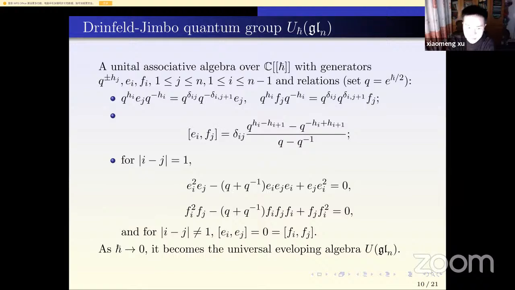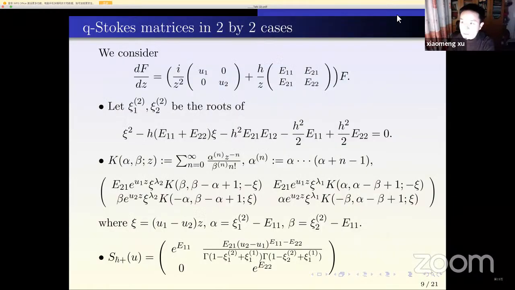As I said, as h bar goes to zero, or as q goes to one, this quantum Serre relation becomes the Serre relation, and this quantum group as an algebra recovers the universal enveloping algebra. Here I only consider the algebra structure of the quantum group. Okay, any questions on this quantum group?